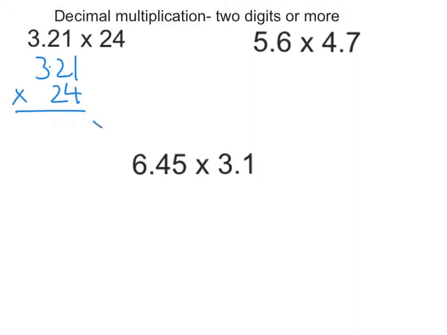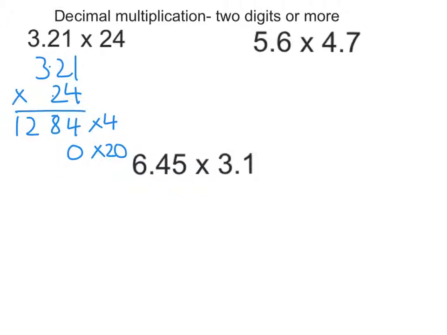So first row is timesing by 4. So 4 times 1 is 4. 4 times 2 is 8. 4 times 3 is 12. Okay, now I'm going to times by 20. So I'm going to times everything by 10 first by putting in a 0, and then times everything by 2.